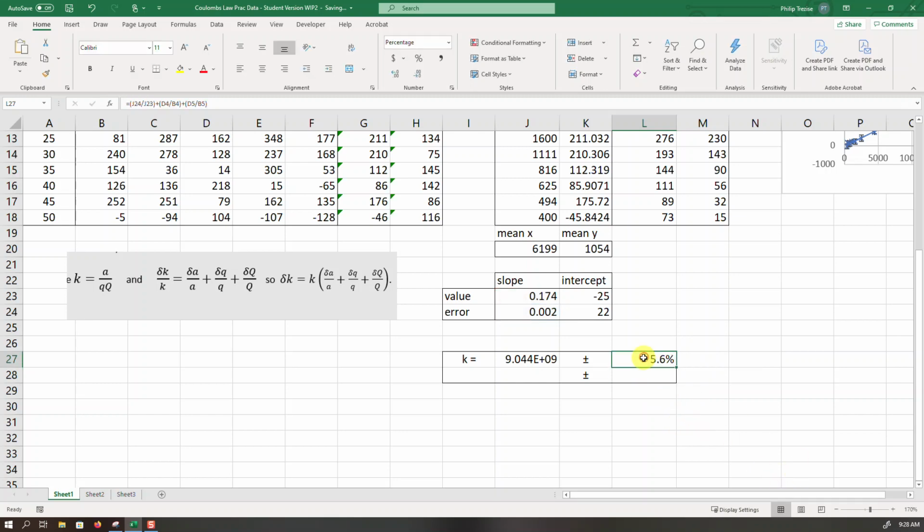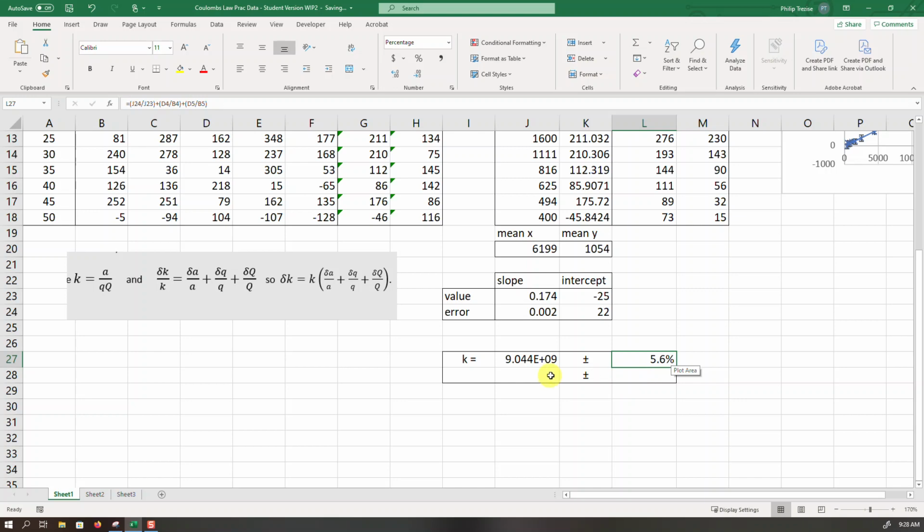Now, I had pre-formatted this one to be percentage. If it happened to be in numbers, it would have come up as a decimal. This is the relative error in K. Formatting it as percentage is probably a good idea, and 2 significant figures in a percentage error is acceptable. I wouldn't be going to more than 2. That's getting a bit extreme. 2 significant figures is fairly good for a relative error.